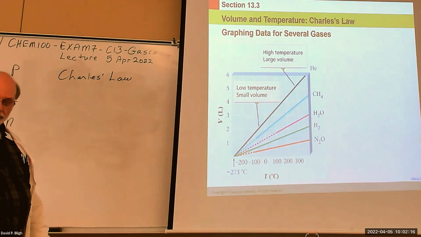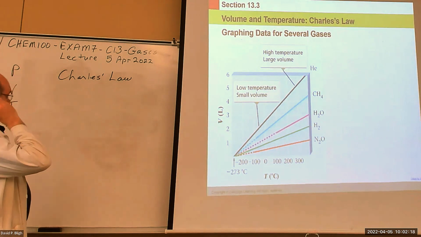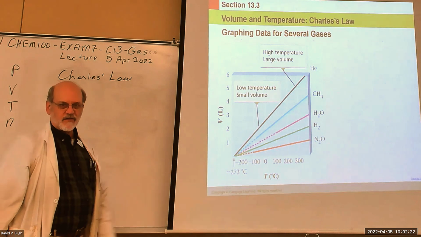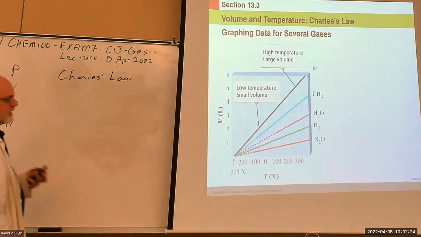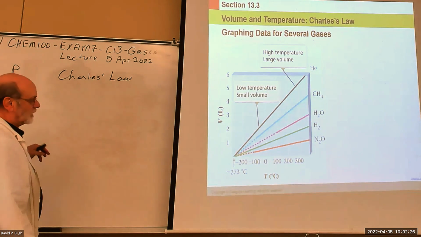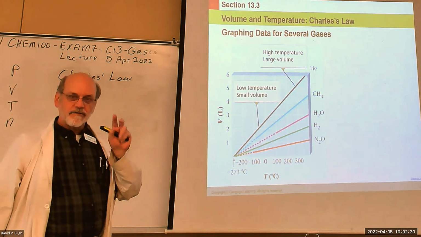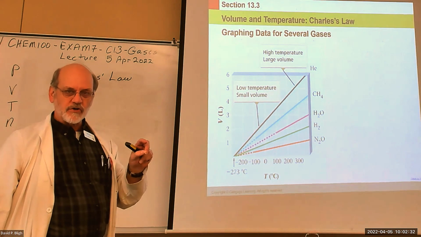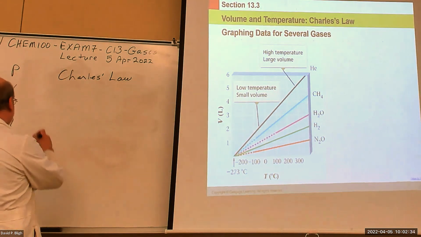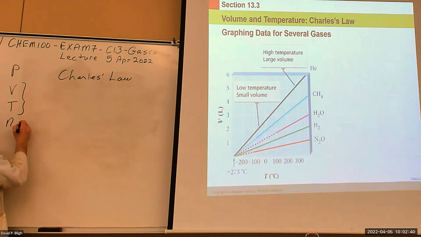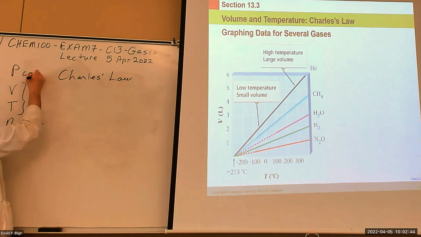Charles was a Frenchman. So it's not unusual for the French to have a first name on the tail end. They get things backwards a lot. But what Charles was working with was volume and temperature. So he wanted the relationship of these two. That means this one has to be constant. This one has to be constant.